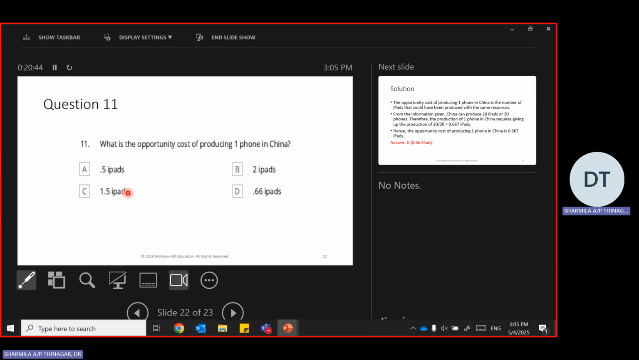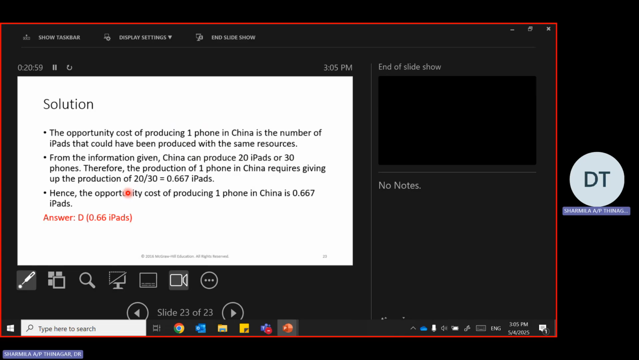How many of you are saying A, 0.5? How many of you are saying B, 2 iPads? C, 1.5? And D, 0.66? Okay, that's the answer. 0.66. You take 20, you divide by 30, right? You will be getting 0.667, right? That is in 3 decimal points. You just use 2 decimal points. 0.67 or 0.66, approximately over there.